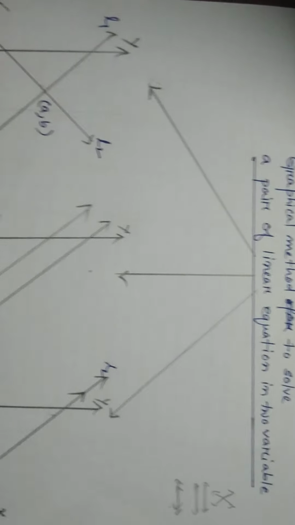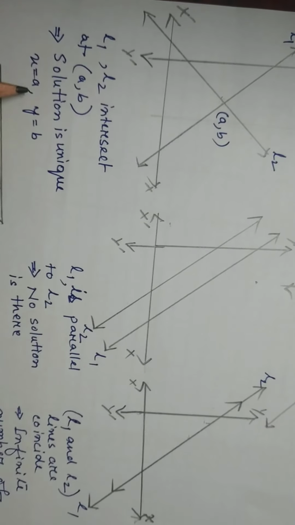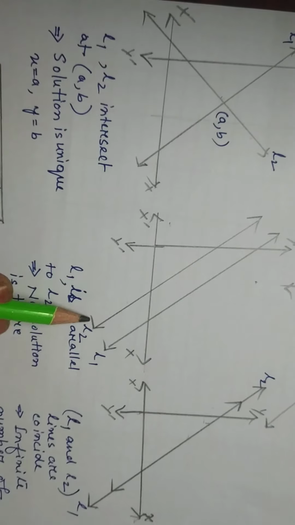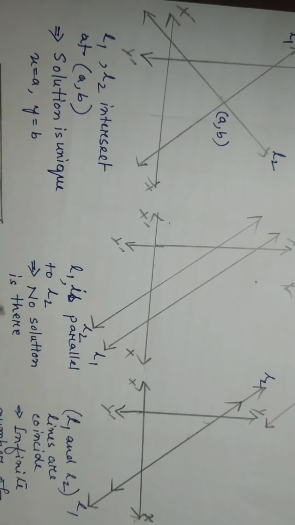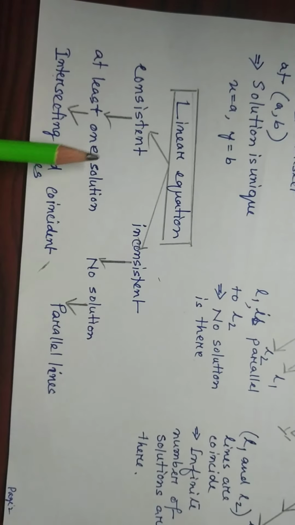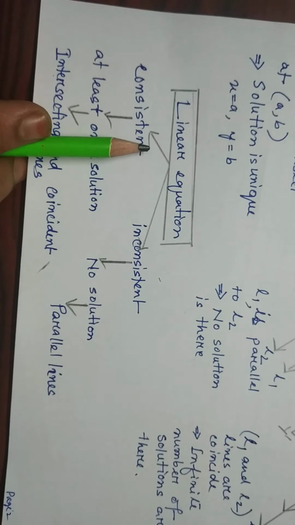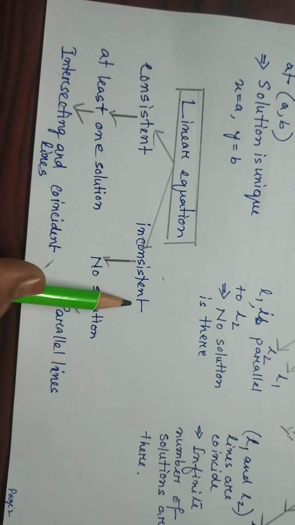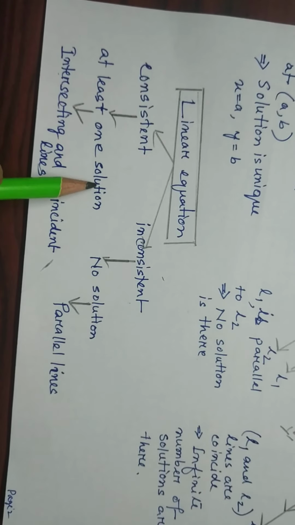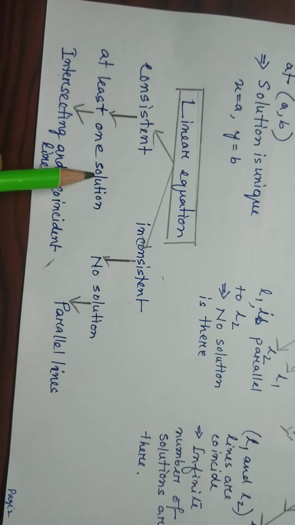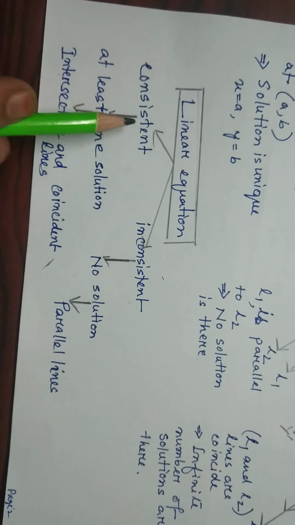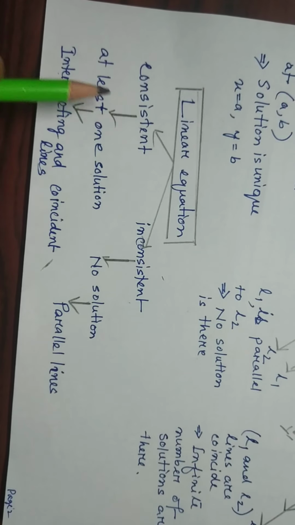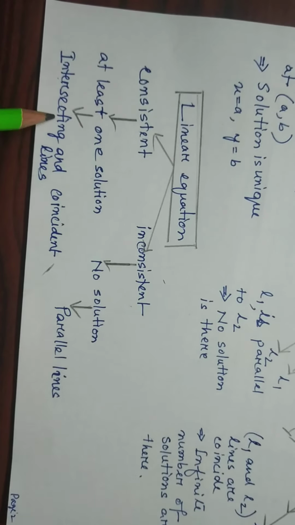If the graph is intersecting, then they have a unique solution. If it is parallel, then there is no solution. If it is coincident, then they have infinitely many solutions. A system of a pair of linear equations may be a consistent or an inconsistent pair. If there is at least one solution, or many solutions also, then it is a consistent pair of linear equations. One solution is a consistent pair; infinitely many solutions, we can say a dependent consistent pair of linear equations.